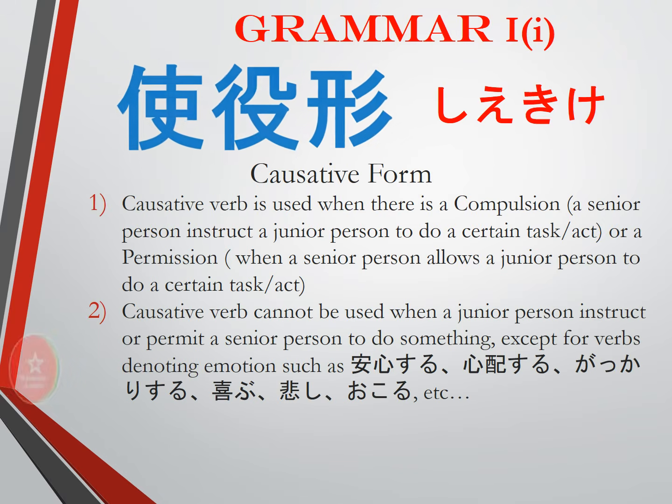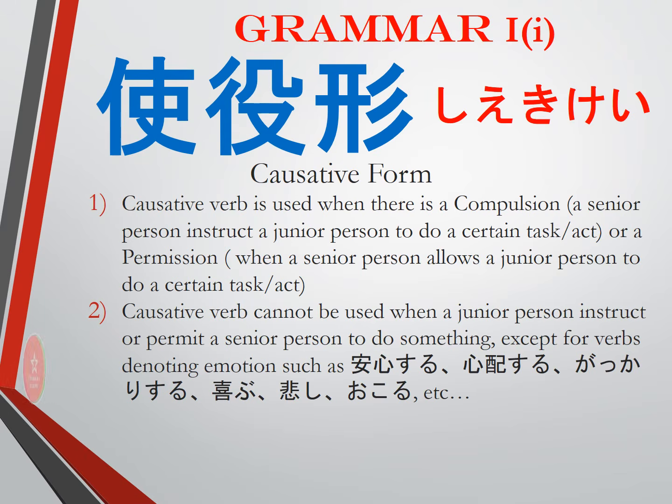Well, causative verb form shieki kei can only be used in 2 situations. First situation is when there is a compulsion, and the second situation is when there is a permission. Compulsion is when a senior person instructs a junior person to do something. Permission is when a senior person allows a junior person to do a certain task. So these are the only 2 situations when you can use shieki kei.